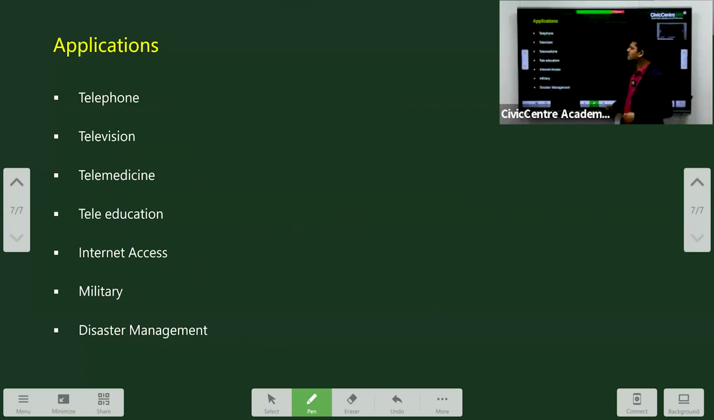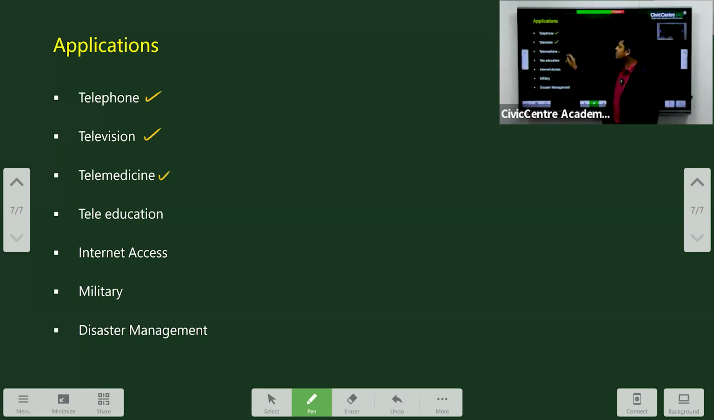Now talking about the applications. We are able to make calls on a telephone or mobile phone because of the communication satellite. We are able to see events happening all over the world on television. We are able to watch news channels and cricket matches. That is because of the satellites.